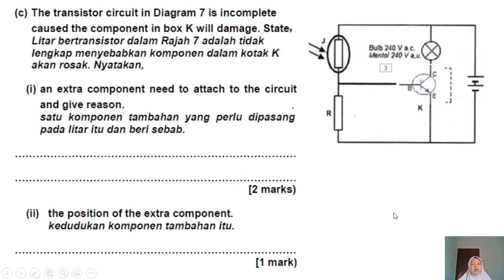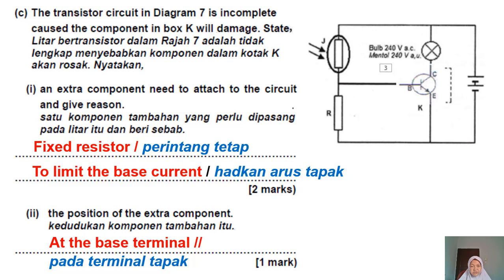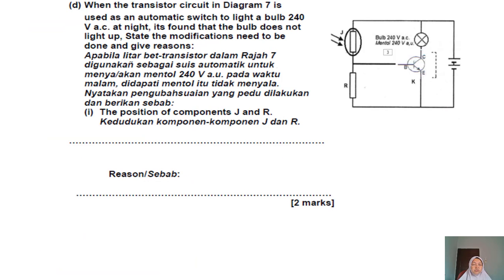Right, next question. The transistor circuit in diagram 7 is incomplete because the component in the box will be damaged. State an extra component needed in the circuit and give a reason. Remember, the current that flows through the transistor must be small. It cannot be too big because it will heat up and damage the transistor. So we need to limit the base current by using a fixed resistor. Its position is at the base terminal. Okay, right. Move on to the next question.